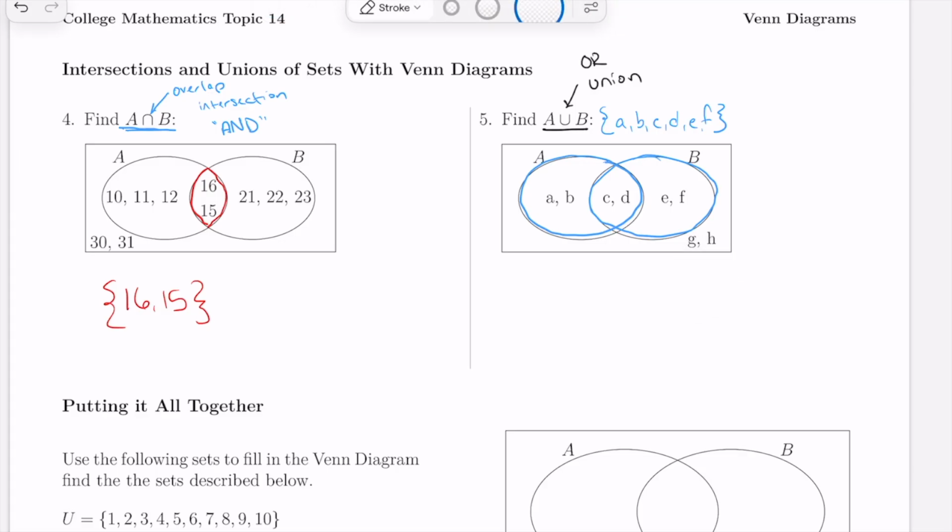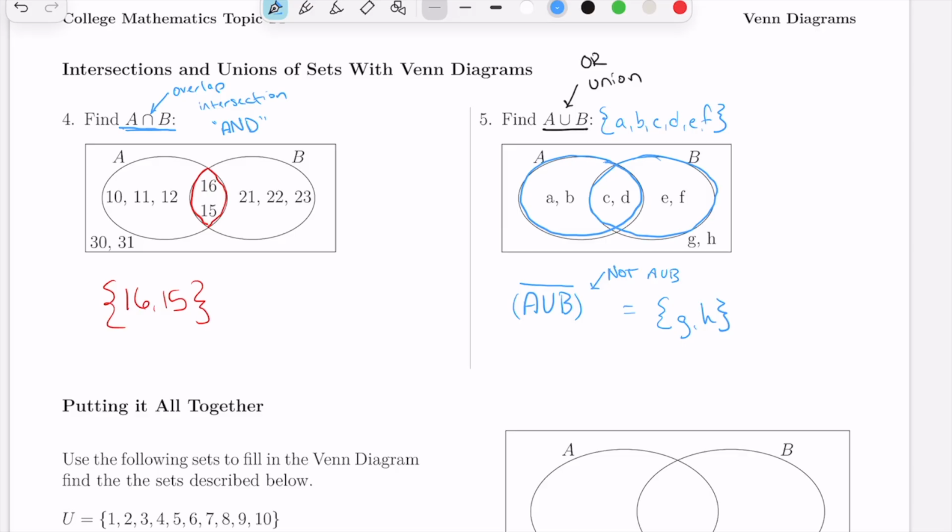Okay. In fact, what I could say is A union B and put a bar over the top of it like this. This would be not A union B. And the answer to this one, by the way, would just be GH. Just a little extra practice with that, what that not is. So not A union B.